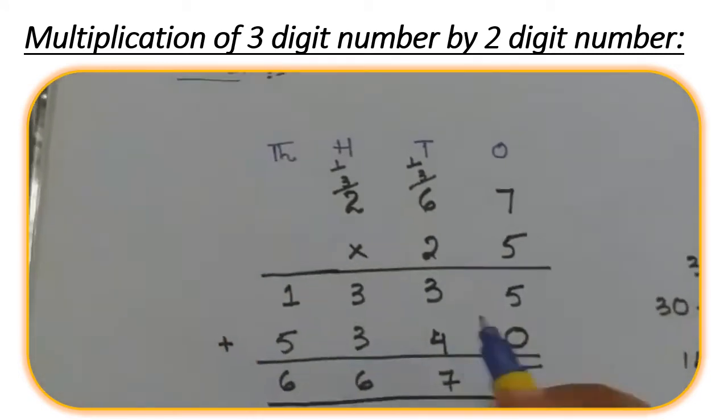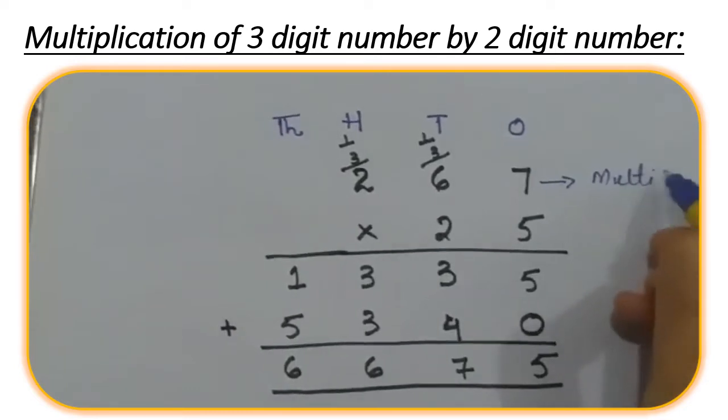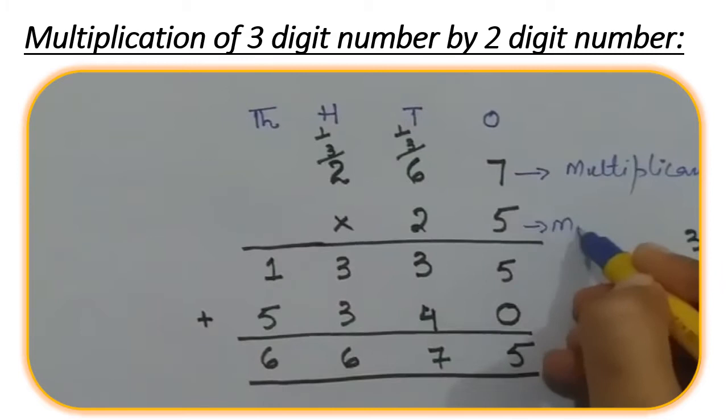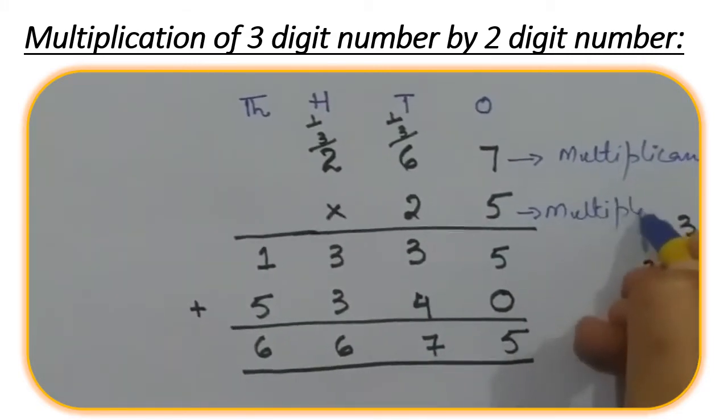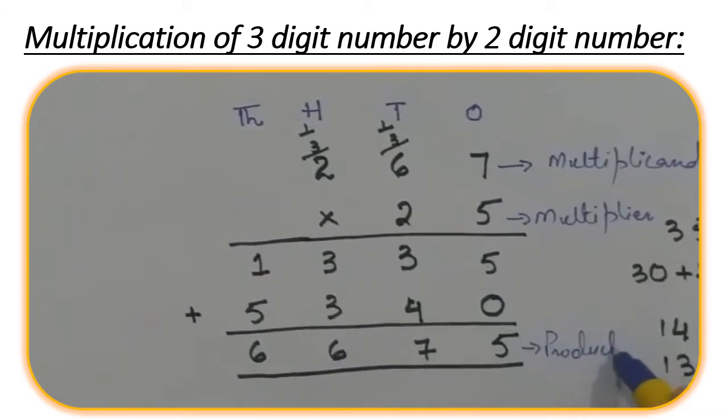Students, in this example, this is our multiplicand, this is our multiplier, and this is the final product.